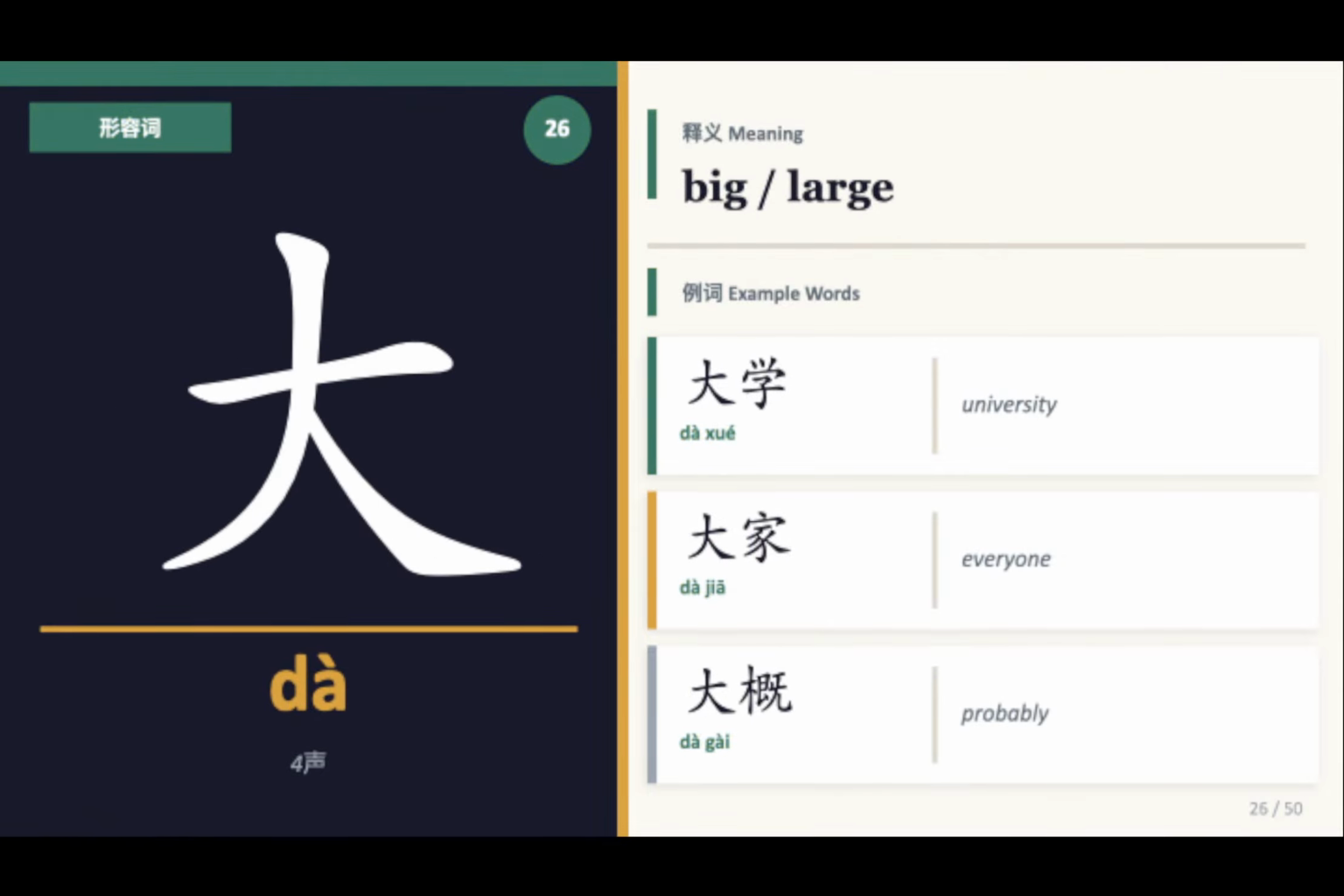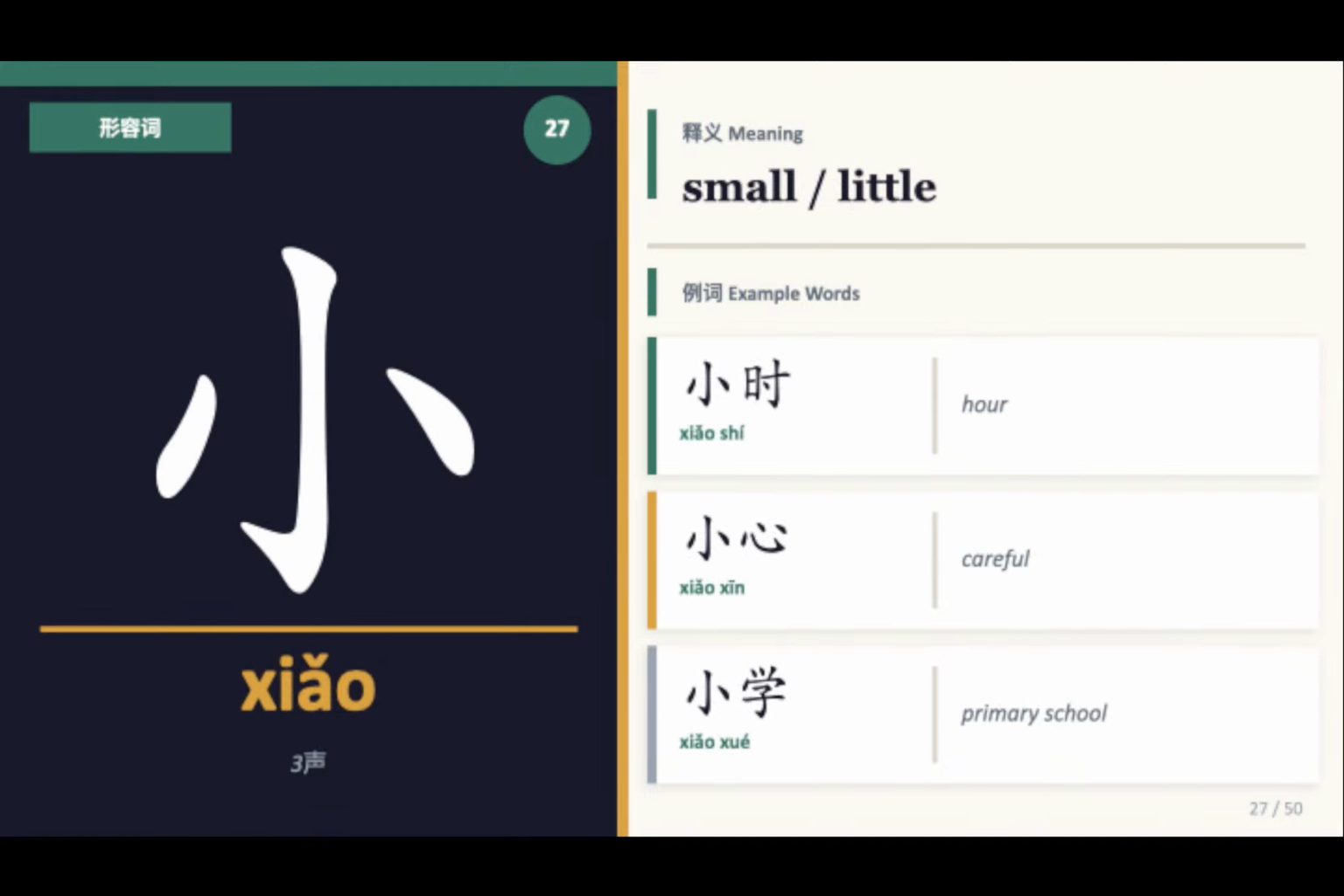Okay, after 说, oh, this is something we have done just now. So 大 is just 人 plus 1 more horizontal stroke. 大 means big, like a person stretching out his or her arms. So 大学 is university. 大家 is everyone. 大概 is probably. And opposite is 小. 小.